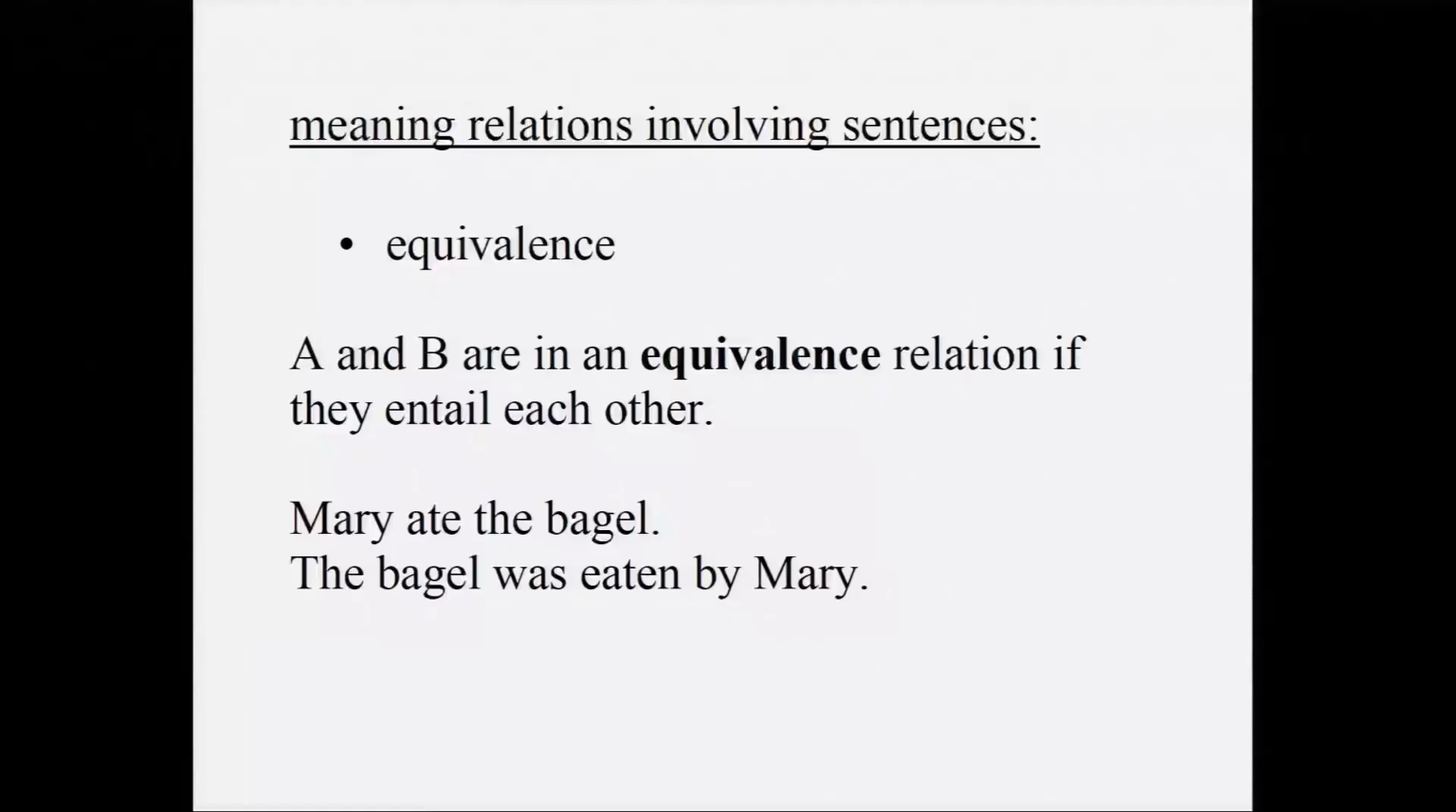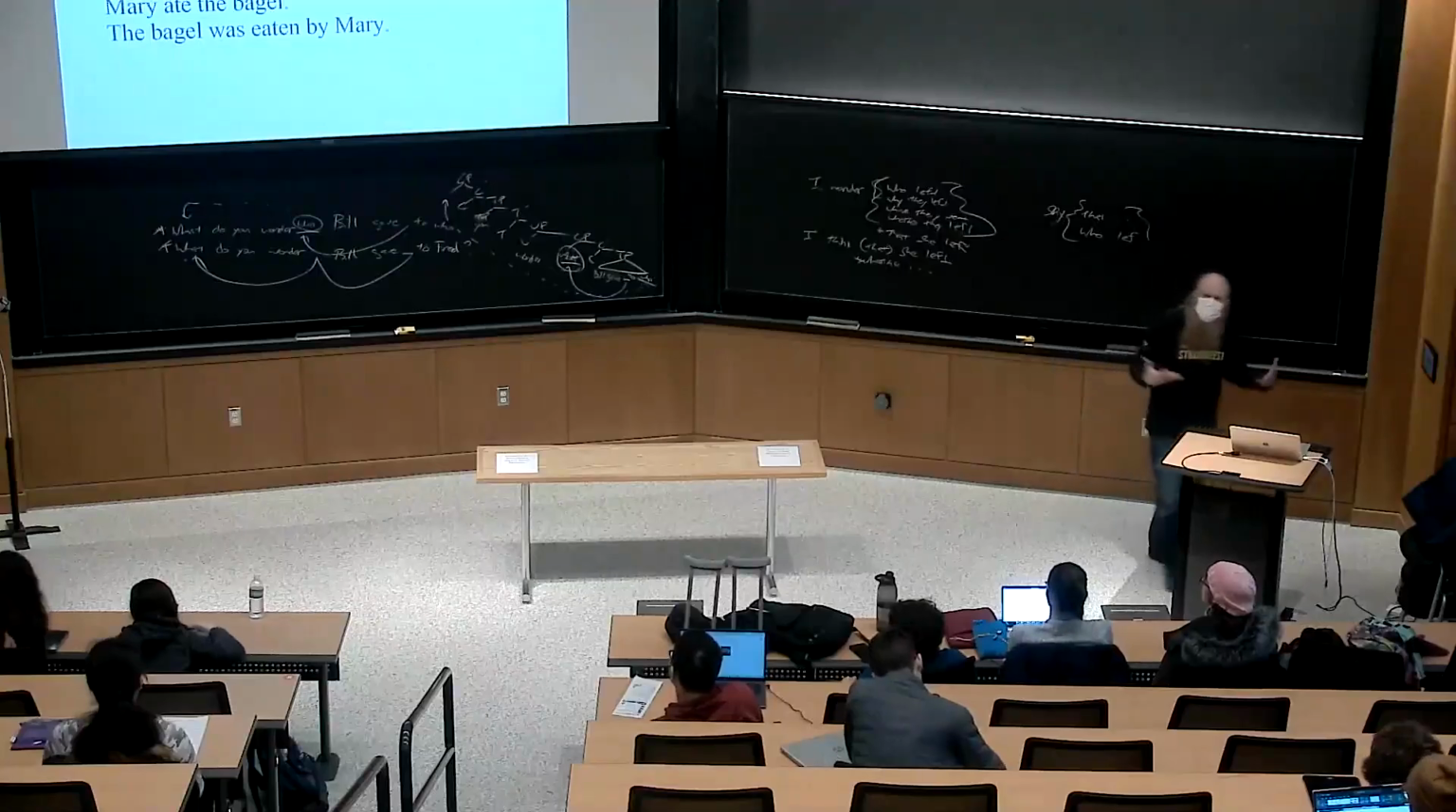And we say that A and B are in an equivalence relation if they entail each other. We also say that they're synonymous. So Mary ate the bagel and the bagel was eaten by Mary. The first sentence entails the second and the second entails the first. These are equivalent sentences.